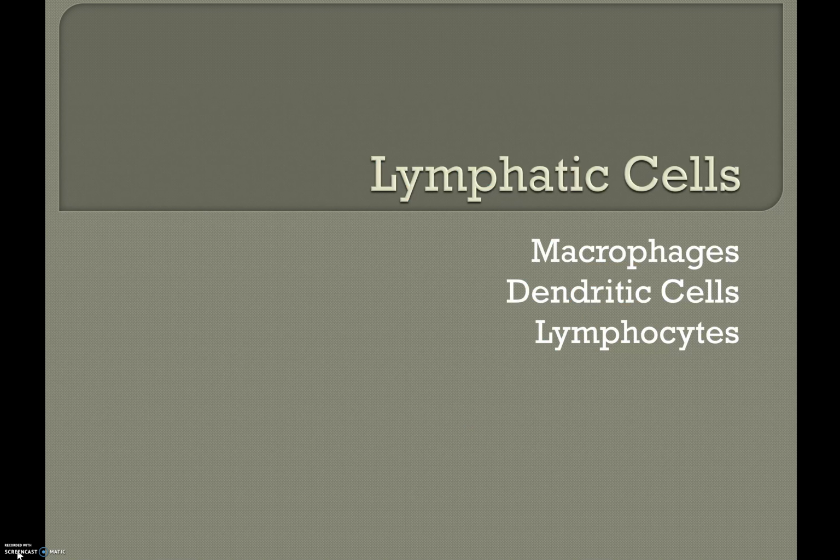Alright, so we understand what lymph is. We understand the different types of vessels of the lymphatic system. Now we are moving on to lymphatic cells. There are three main types of lymphatic cells. We have macrophages, dendritic cells, and lymphocytes.